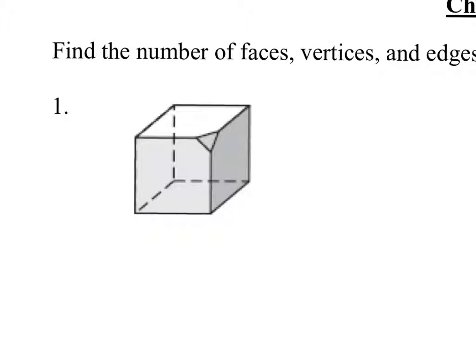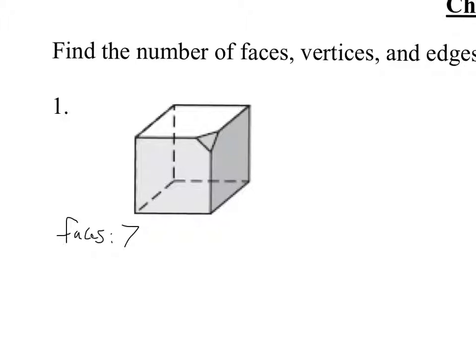So a normal cube would have 6 faces, a front and a back, a left and right, a top and a bottom. That's 6. But then we have the 7th one right there. So if we're counting the number of faces, vertices, and edges, this one has 7 faces.